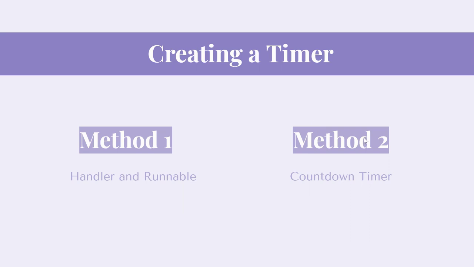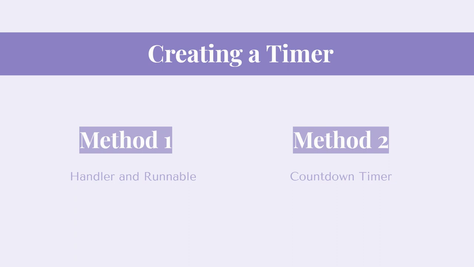The second method, as it shows here, is using a countdown timer. This is a method that I generally prefer to use. In my opinion, it's easier than using a handler and a runnable. I mean, the amount of code is almost the same, but just writing it out is much easier in my opinion. But you can decide that for yourself as we code it through.